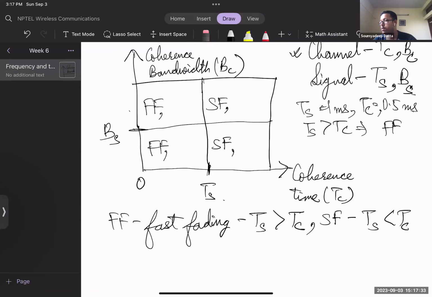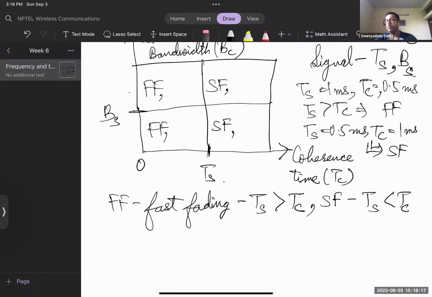The reverse case: if Ts equal to 0.5 millisecond and let's say Tc equal to 1 millisecond. So here, this is actually a slow fading case. Why? Because we are transmitting the signal for 0.5 millisecond and the channel will remain constant for 1 millisecond. In the duration that we are transmitting the signal, we can assume that the channel has not changed that much. So this is slow fading.